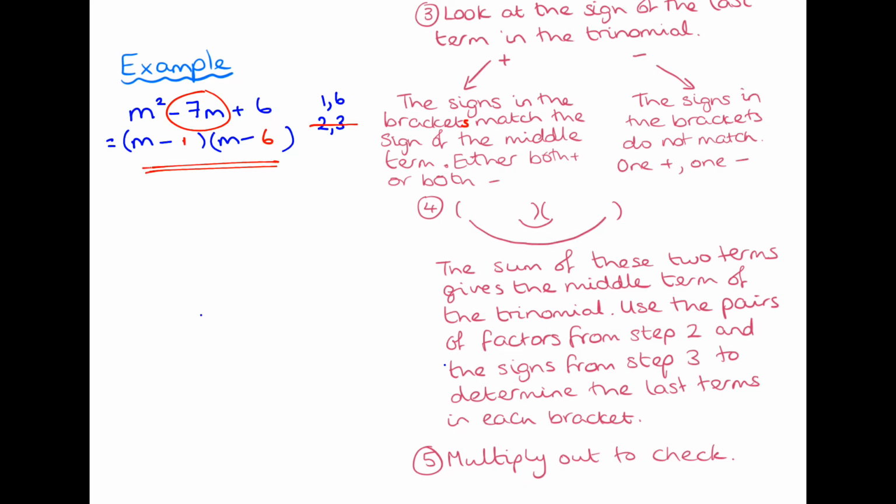Okay, so for ones where you've got a plus at the end and you've only got one pair of factors, then that's dead easy to do. You just stick that pair in. Okay, you just need to be careful of the signs, so watch step 3.